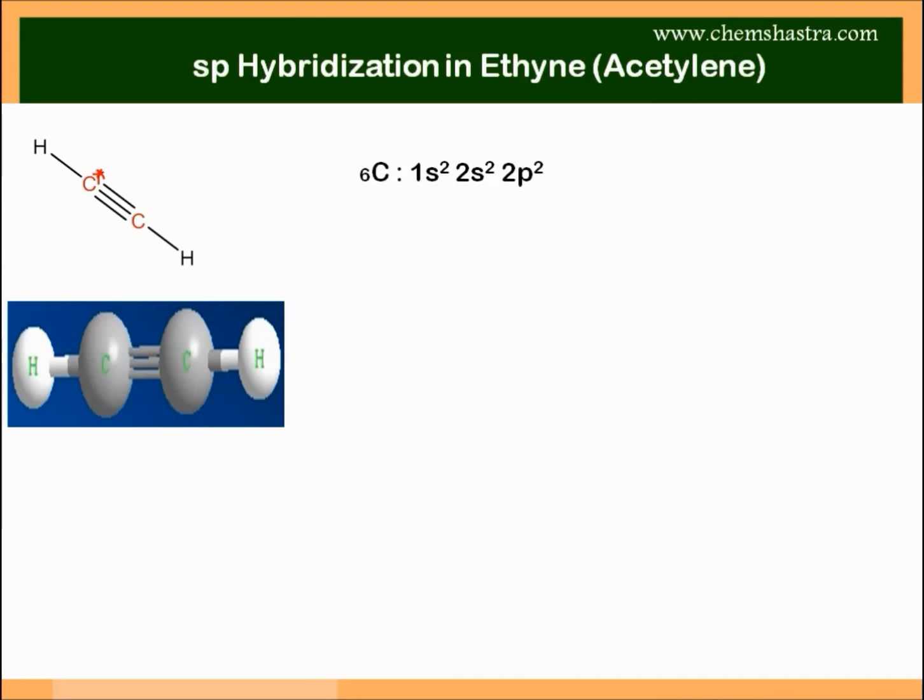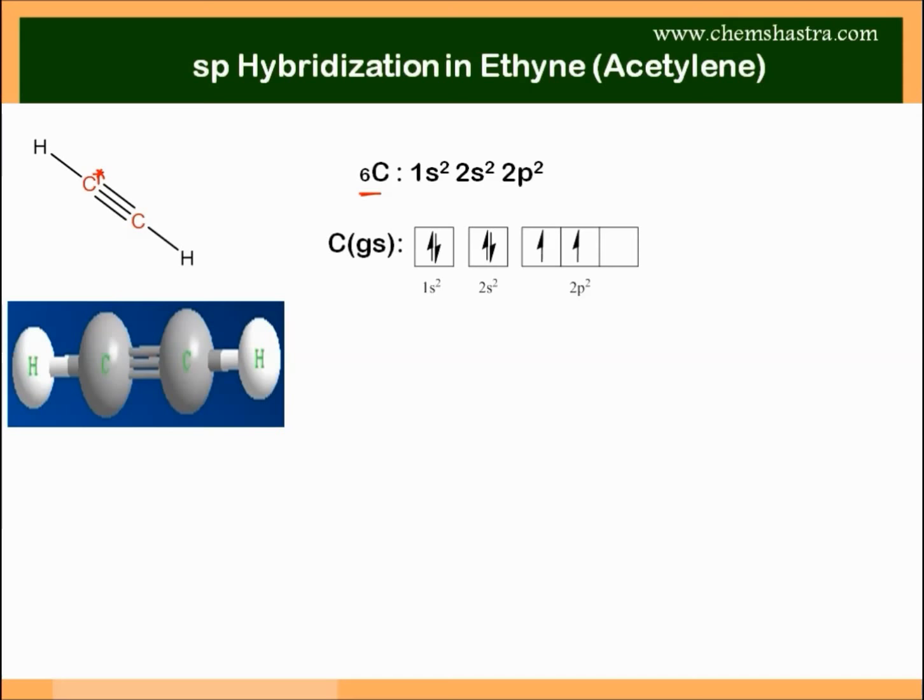The first step is you should know the atomic number of the atom for which you need to find out the hybridization. In this case your atom is carbon, for which the atomic number is 6. So its electronic configuration is going to be 1s2, 2s2, 2p2. Now if you apply the Aufbau principle, Hund's rule and Pauli's principle to fill the electrons into the ground state of carbon, you fill it like this: in 1s you put 2 electrons, in 2s you put 2 electrons, and in 2p you put 2 electrons, which are unpaired in each orbital.